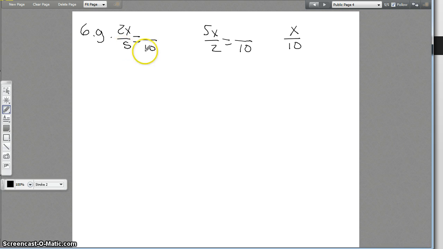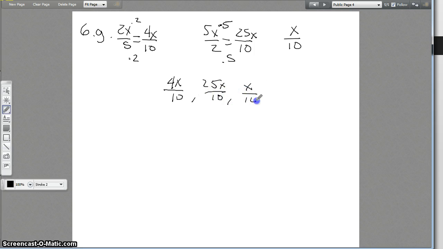So what did I have to do to 5 to get to 10? I had to multiply that by 2. So that means I need to multiply my numerator by 2. 2x times 2 is 4x. Okay, now for the second fraction, what do I have to do to 2 to get to 10? Well, 2 times 5 is 10, so that means I need to multiply my numerator by 5. 5x times 5 is going to be 25x. Notice this is a times 5, not a to the 5th power thing. And then I don't have to do anything to my last fraction. So my fractions are 4x over 10, 25x over 10, and x over 10.